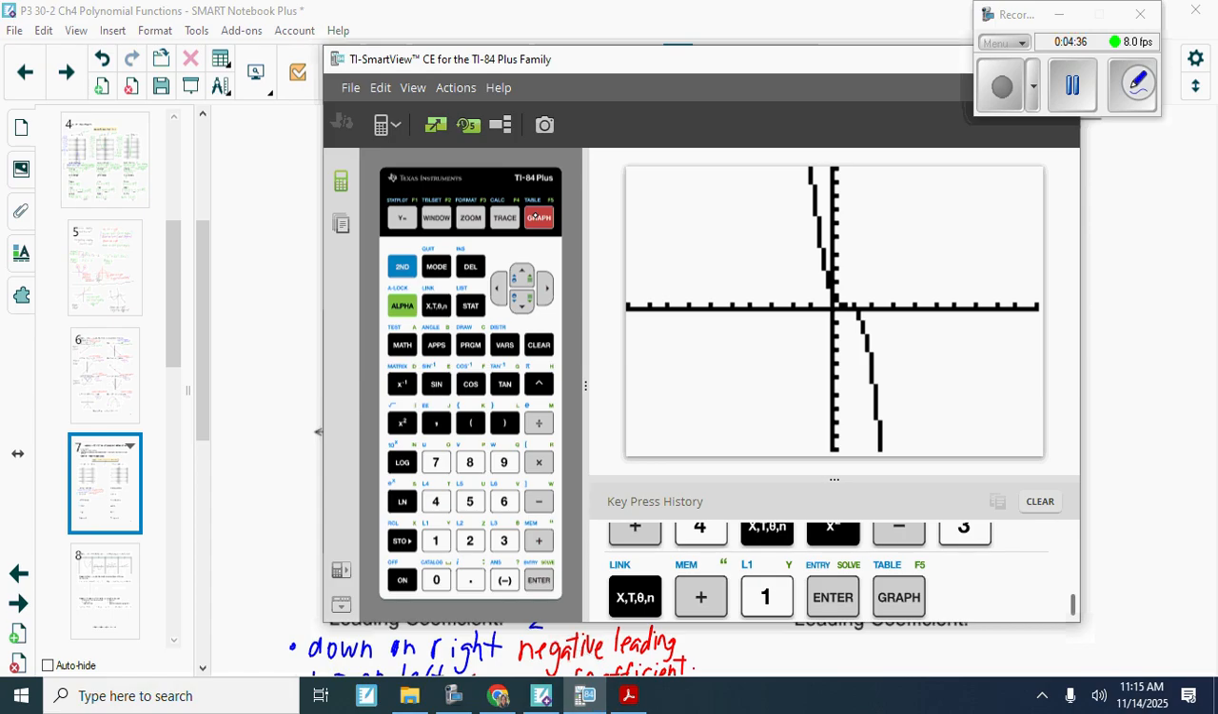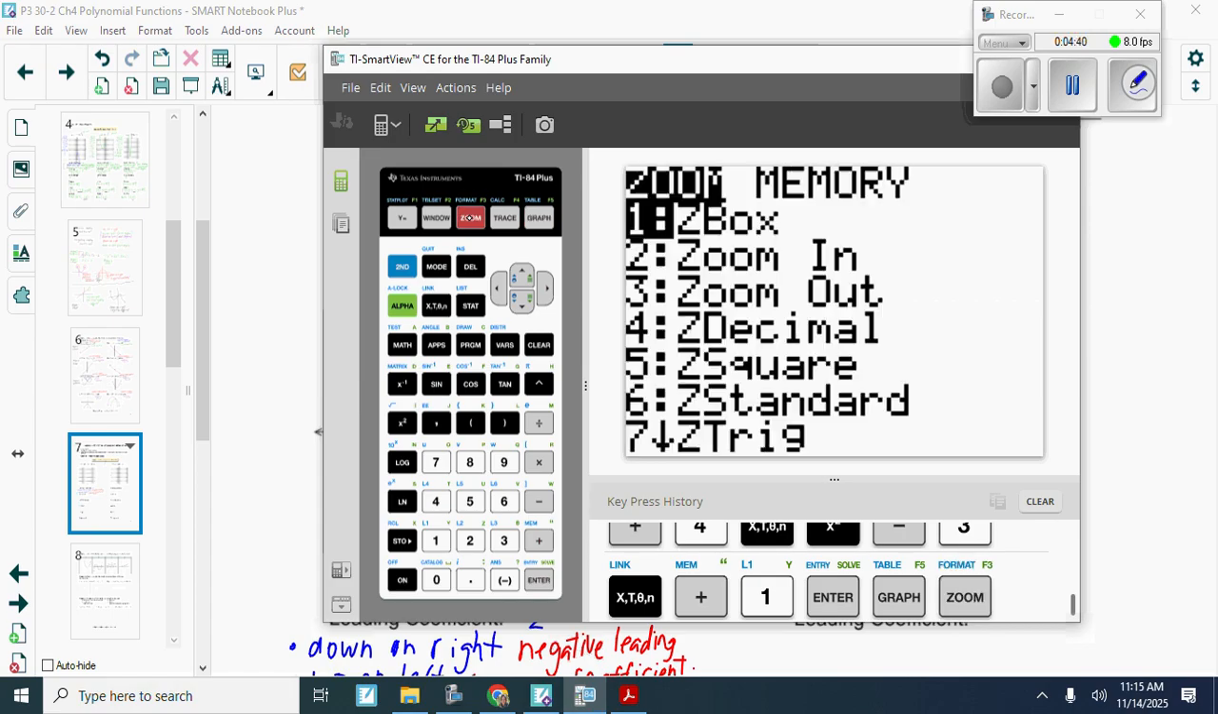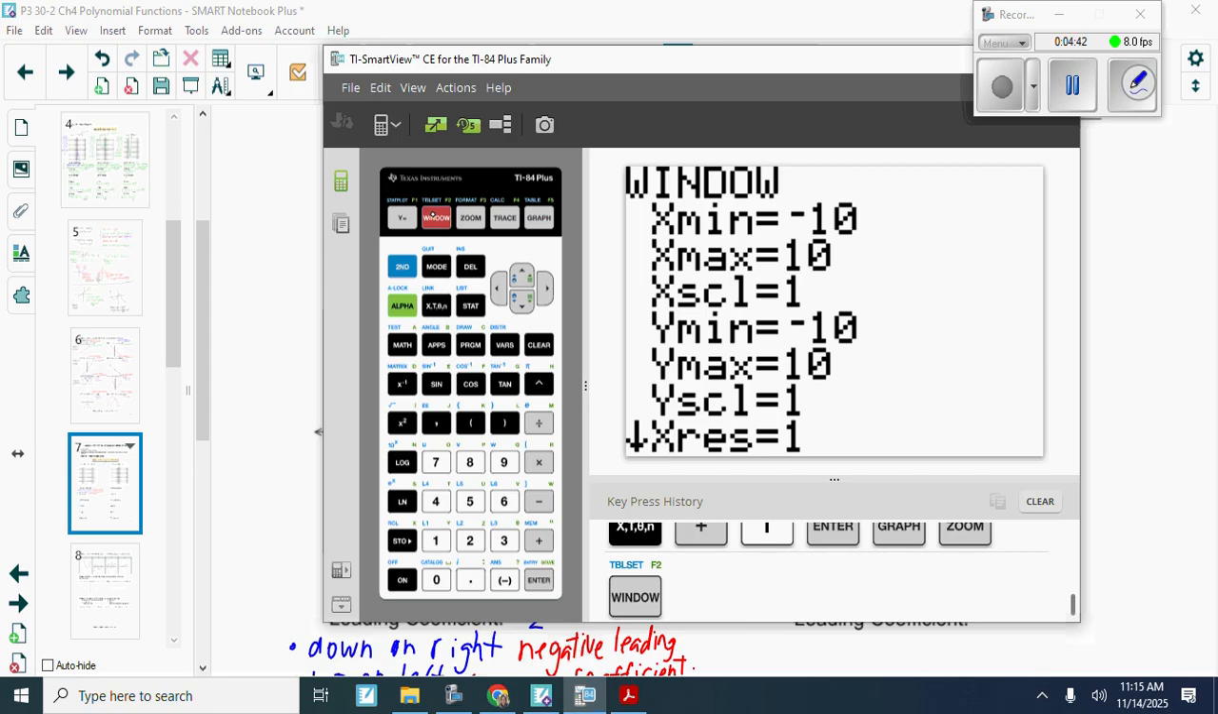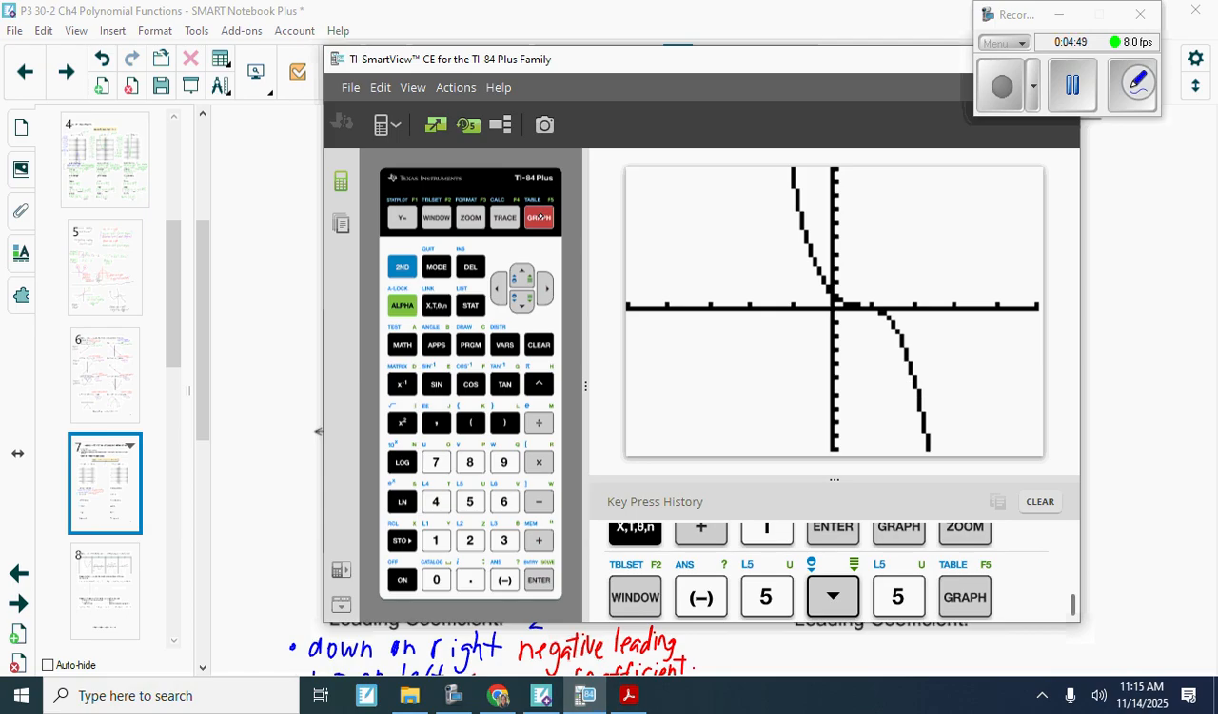If you want to zoom in, I'm going to zoom in just a little bit so we can see this a bit more. My window, I'm just going to take to -5 and 5. Guys, here's what's happening. So this is a cubic. Cubics generally have 2 shapes.